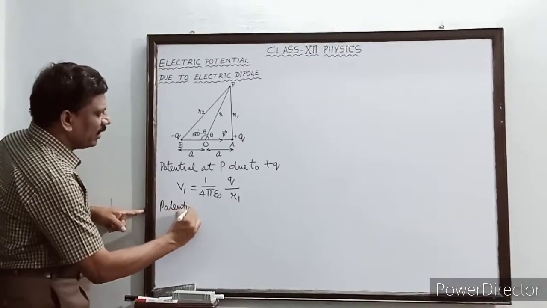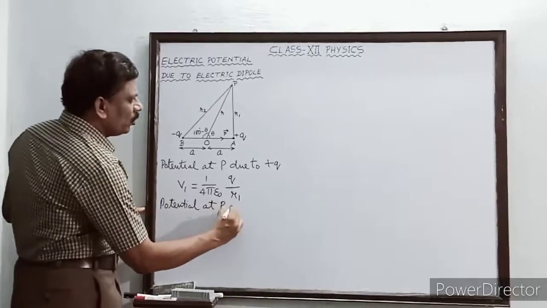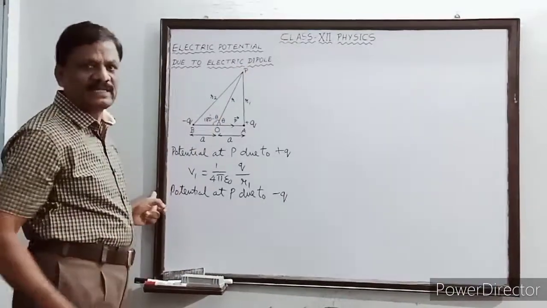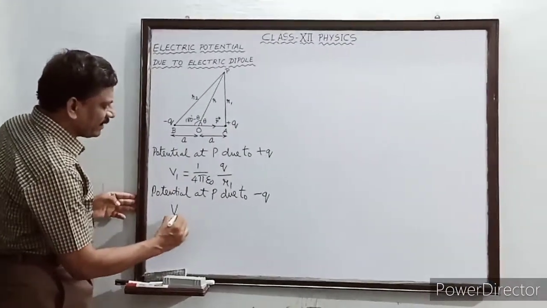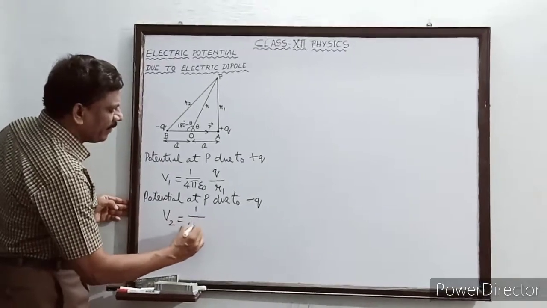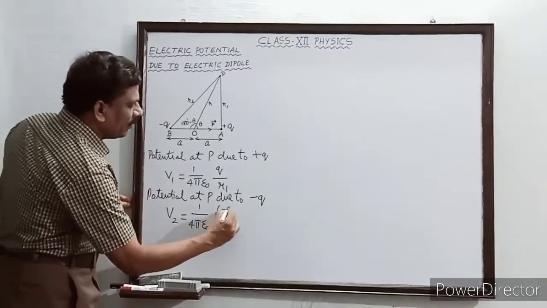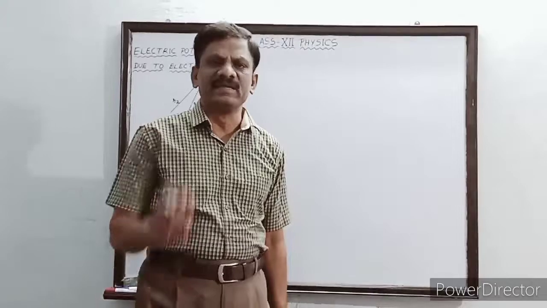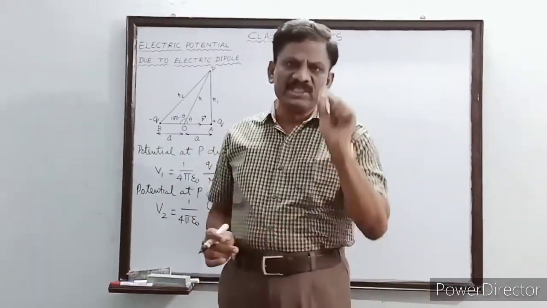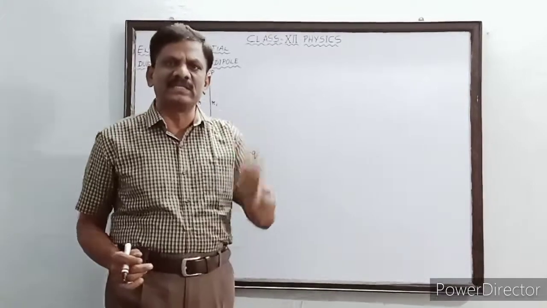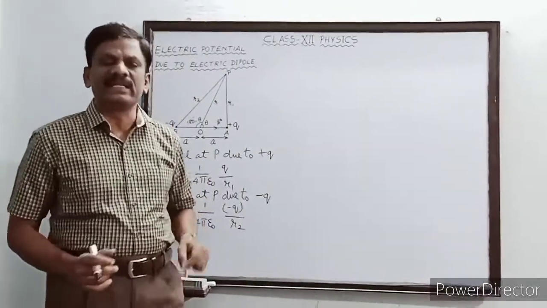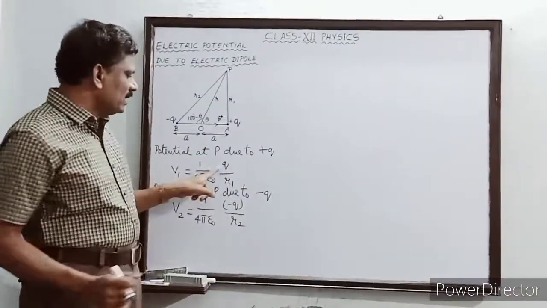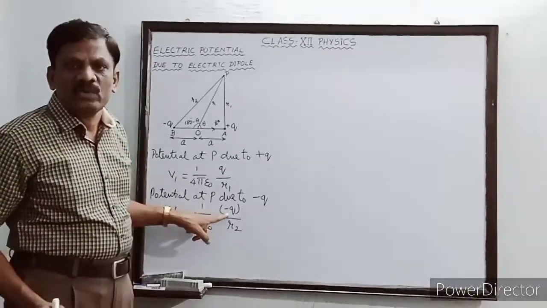So the potential at P due to the charge minus Q, due to this charge also there will be another potential at the same point. And let us take the symbol, for example, V2 is equal to 1 by 4 pi epsilon naught into minus Q divided by R2. It is taking a negative sign because the given charge is minus Q. So the potential at any point due to a positive charge is also positive, and the potential at the same point due to the negative charge will be negative. That is why here in the expression for V1 Q is positive and for V2 Q is negative.